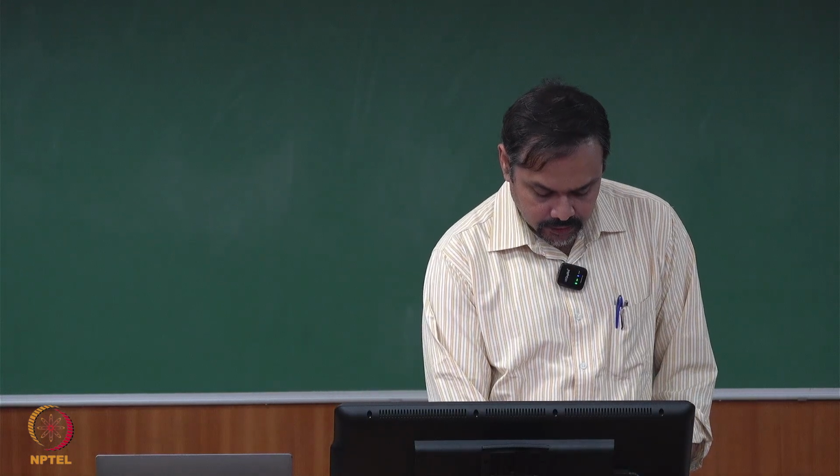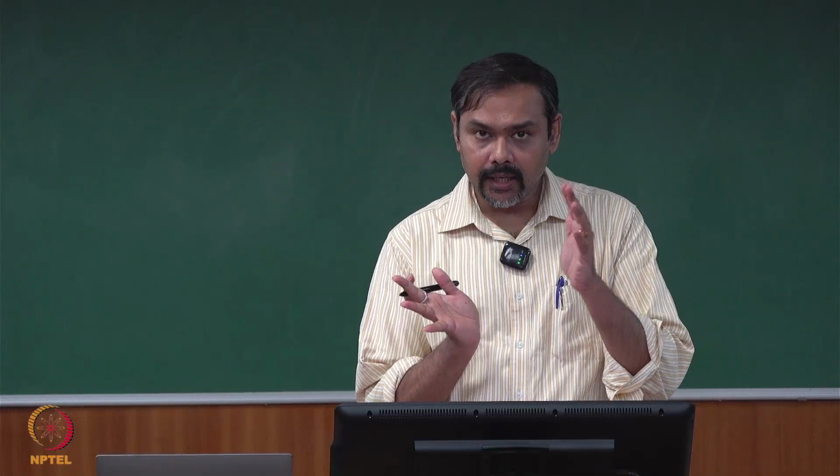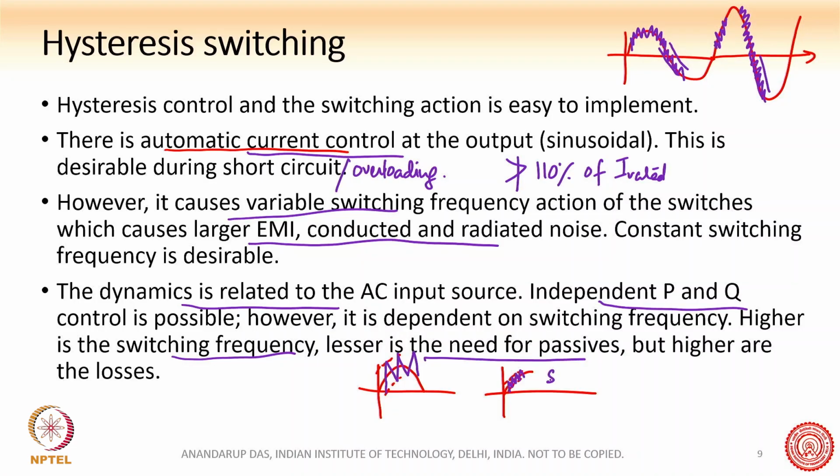Okay, suppose you take two cases here. What happens to the switching frequency? Of course, when you have a larger band, the current takes more time to travel. On the other hand, when you have a smaller band, the current will quickly travel, right? So if you decrease the band, the switching frequency goes up. And if you increase the band, the switching frequency is lesser. So this is where you have to do a design compromise.